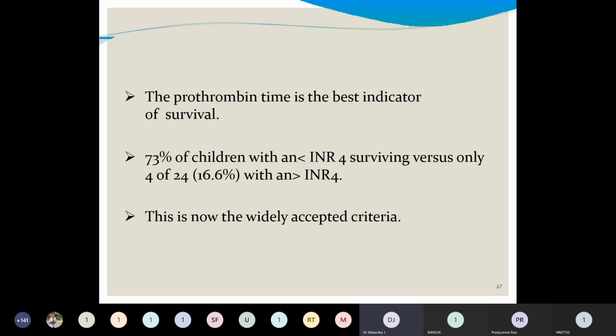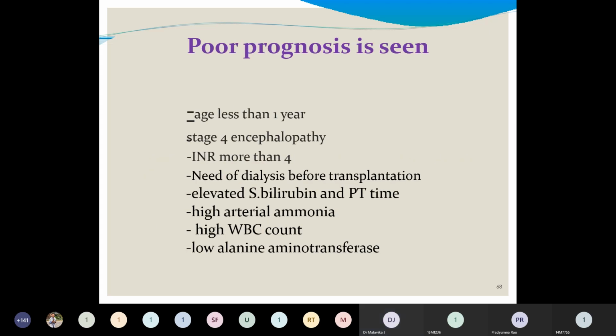The prothrombin time is the best indicator for survival. 73% of children with an INR less than 4 survived, versus only 4 of 24 with INR more than 4. This is the widely accepted criterion. So the main indicator is INR, and PT should be done in children with hepatic encephalopathy or any liver diseases.